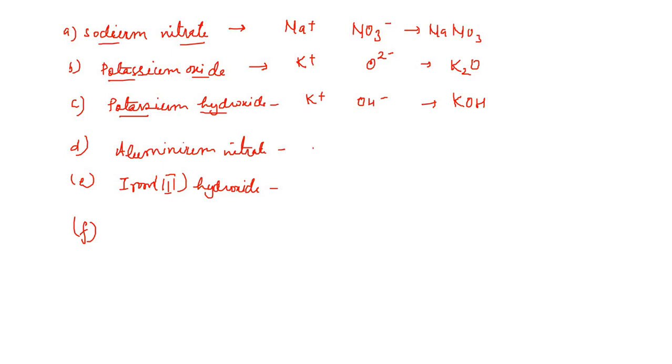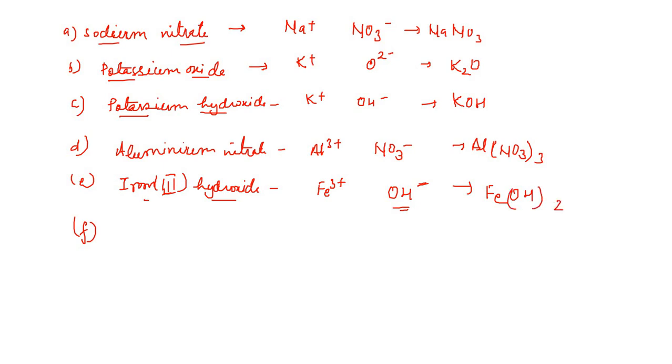What about aluminium nitrate? You have Al3+ and nitrate NO3-, so it will become Al(NO3)3. Now iron hydroxide: if it is written with Roman numeral 3, it means I am talking about iron 3+, and then you have the anion OH-. So what should be the formula? To balance this you require 3 hydroxides, so it will be Fe(OH)3.